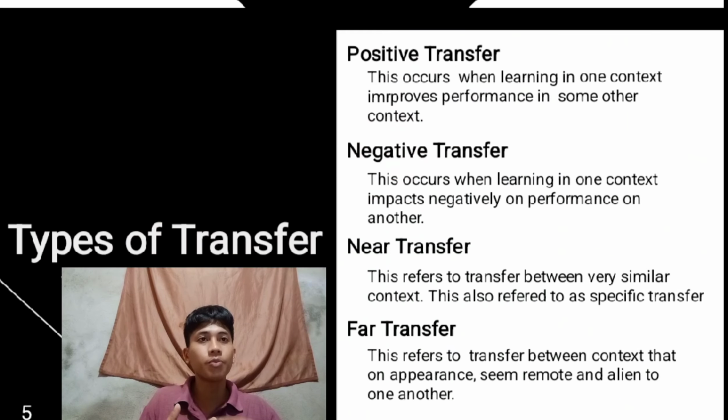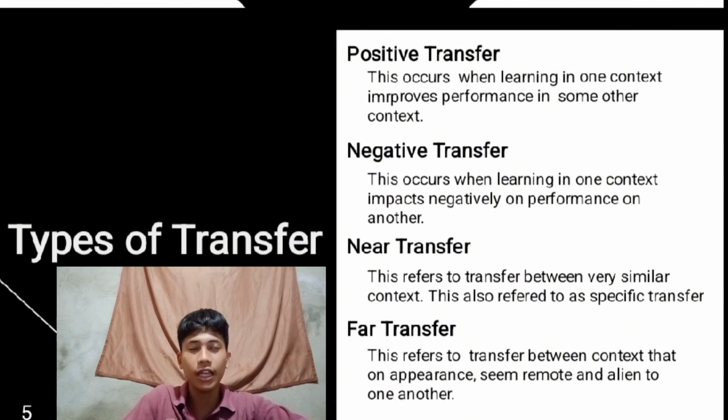There are four types of transfer of learning. First is positive transfer. The positive transfer occurs when the learning in one context improves performance in some other context. Like for example, as Masbateño, we find it easier to learn Cebuano or Bisaya language than the English language.